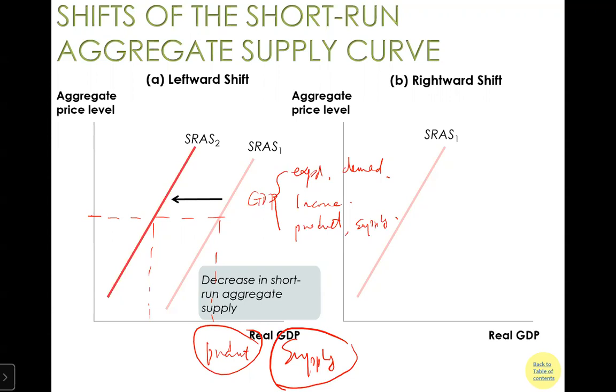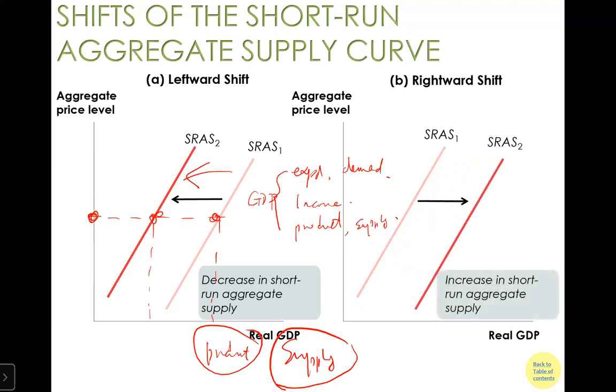Okay, so on the left-hand side, the curve shifts to the left. That just means that, fixing the price level, we produce less. So that says a leftward shift represents a decrease in short-run aggregate supply. Conversely, when the curve shifts to the right, we say there's an increase in short-run aggregate supply.